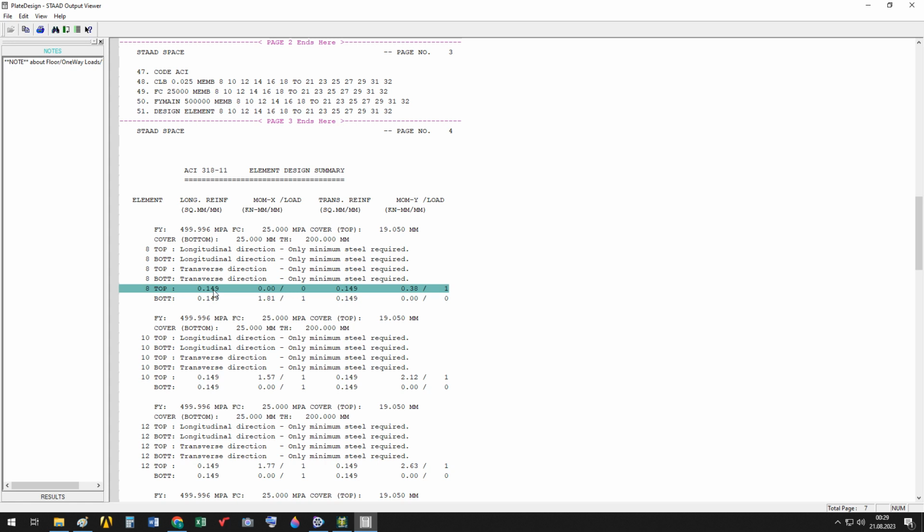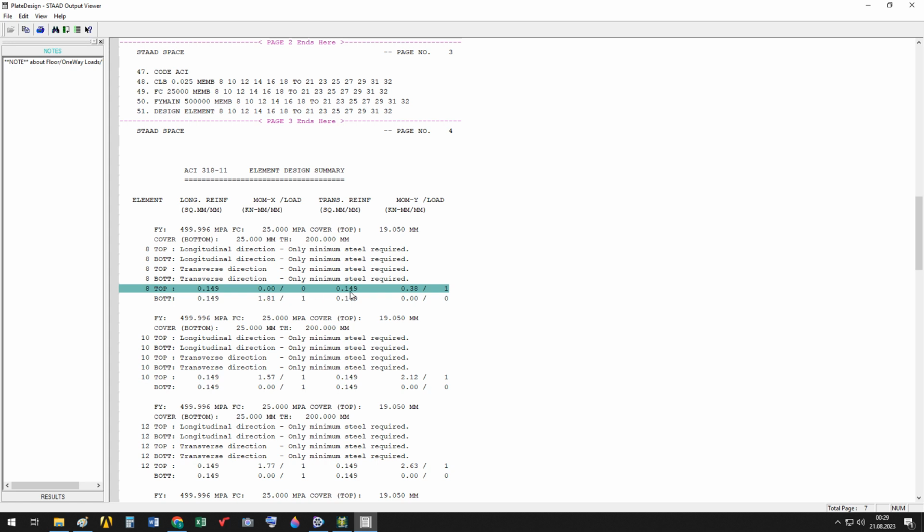Okay, and at the top, mx is 0. mx is caused by which load? 0 load. So there is no load in this direction. I didn't understand. I have defined just one load. That's load, mx slash load. That should be load number. So mx is 0.